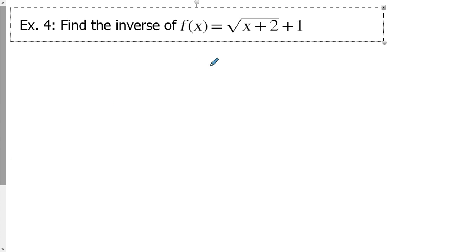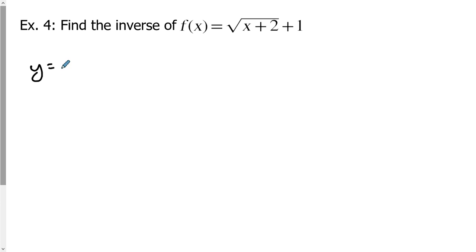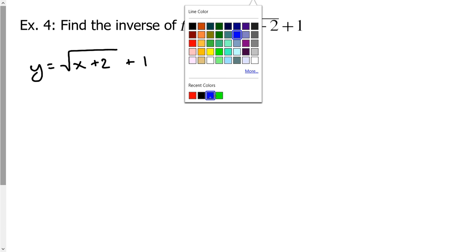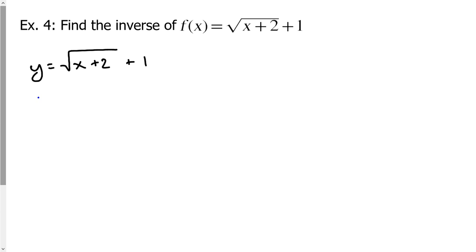Now let's take a look at one that's got a square root on it. It says find the inverse of f of x equals the square root of x plus 2, plus 1. So first let's write it with a y. So we're going to say y equals the square root of x plus 2, plus 1. And then I'm going to swap my x and my y value. So I'm going to say x equals the square root of y plus 2, plus 1.